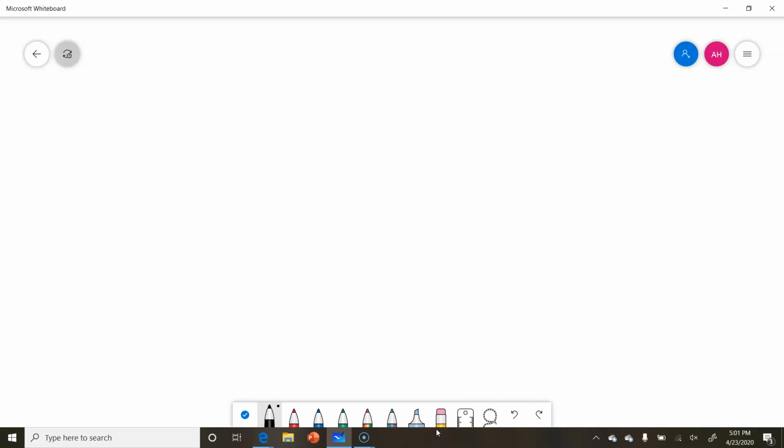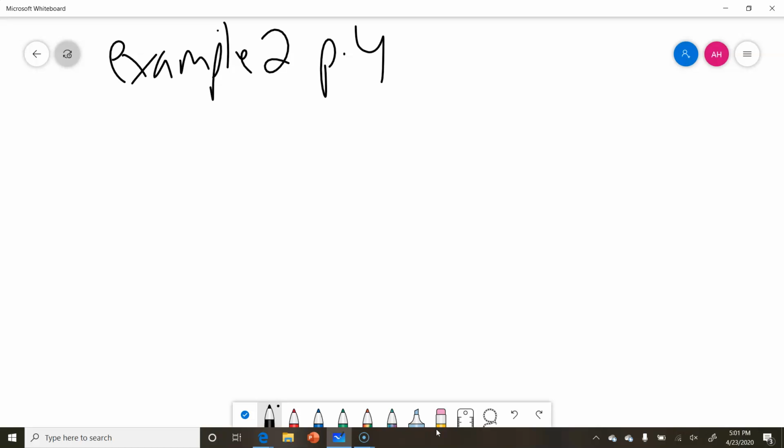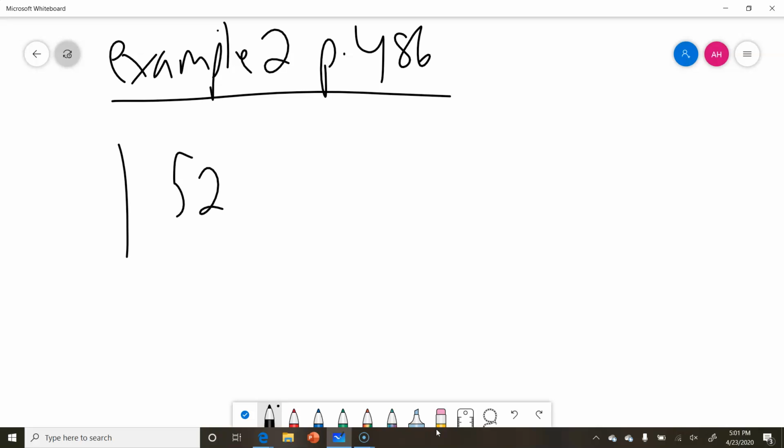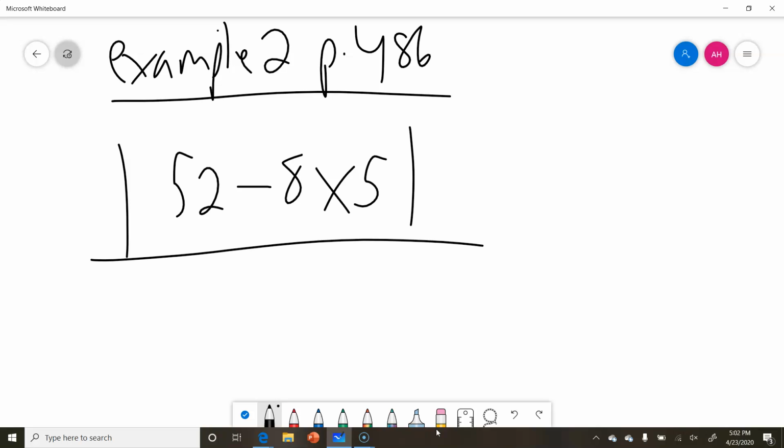Now, this is where this gets a little harder because in this lesson, obviously, if they just had you do that, it'd be super easy. So they've got to make it a little harder, and they say something like this. This is example 2, and this is on page 486, and this is the example that they give. They say we have the absolute value of 52 minus 8 times 5, absolute value, all that divided by 10.